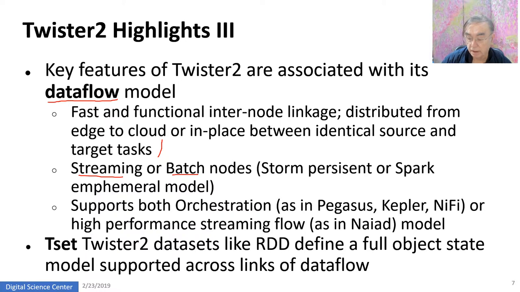We need to do both the coarse grain orchestration model, which is pictured on the next slide, NiFi, and there's Pegasus, Kepler, or other famous systems that do that, Taverna. And we need to do the high performance streaming, which is sort of what Spark intends, and the recent sophisticated model is done by a group from Microsoft. As well as all of this, we have to invoke at data flow nodes T-sets. They're created at data flow nodes, which define the object state at those nodes. And then they persist the data when you do the transformations.